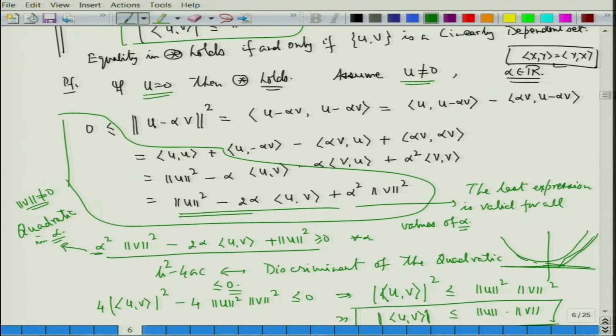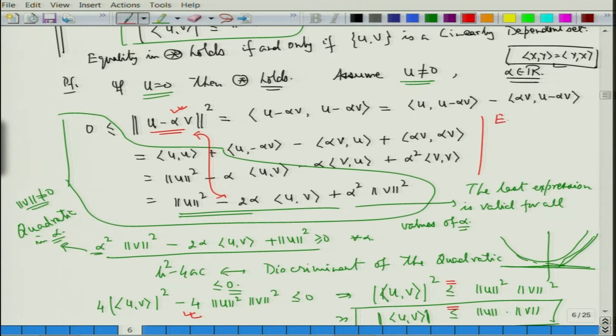What is more important is when will this be equality. If there is an equality here, it means that there has to be an equality here. Now equality here means that the discriminant is 0. What does it mean that the discriminant is 0? It means there is only one solution, so this has to be 0. I am saying that this expression is the same as this expression. Now we are saying that there is only one root, and what is that root? There is a particular choice of alpha for which u equals alpha v.